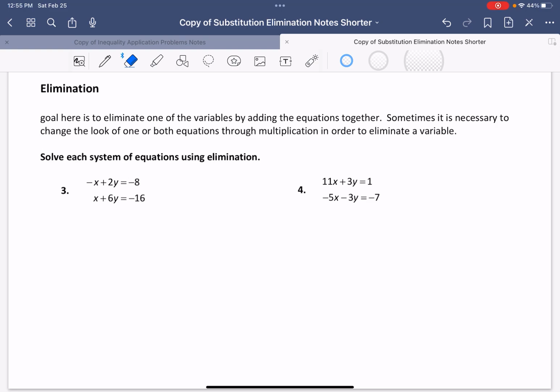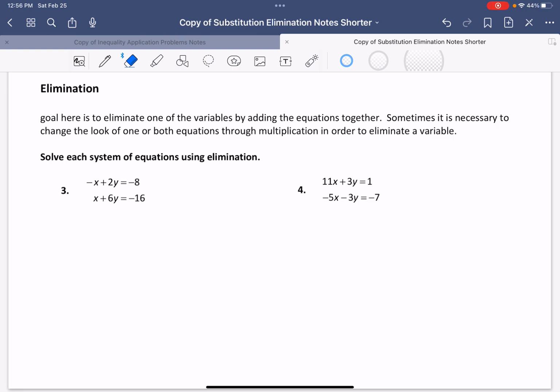Remember, we know how to solve 2 linear equations by graphing, and yesterday we covered substitution, where we would replace one equation in for another. But today we're going to talk about elimination, and this one hopefully is going to go pretty quickly. The goal here is to get rid of one of the variables, either x or y, by adding both of the equations together.